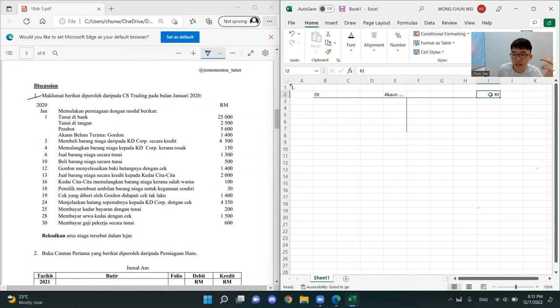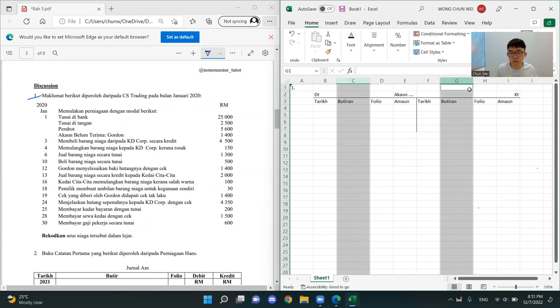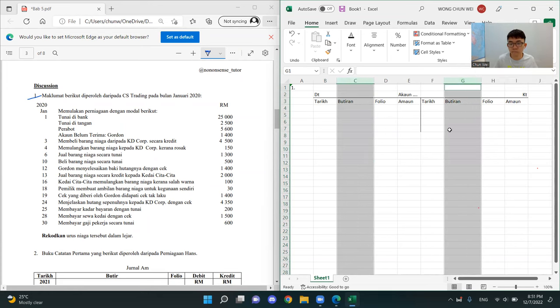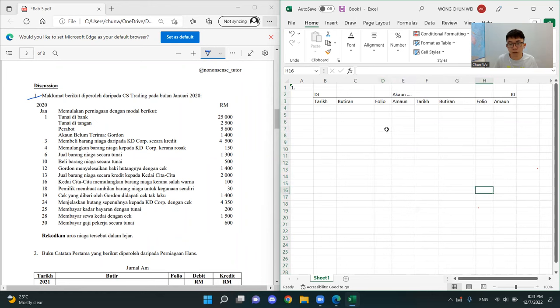So this is a DT, this is a KT for credit side. Meaning this part is debit side, this part will be in the credit side. And then here will be your tarikh. And then here will be your butiran, okay? Then your amount. If you want, here you can put a folio, but it's okay for the first time. Tarikh, butiran, folio. Something like that.